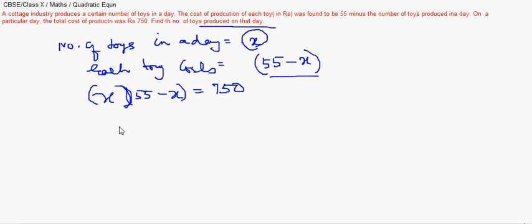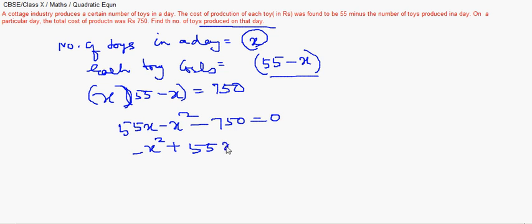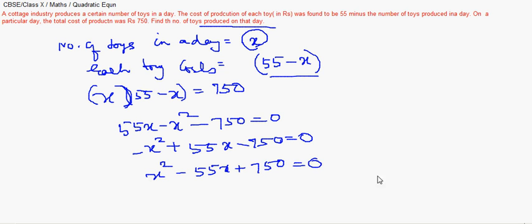So that makes it 55x minus x square minus 750, because I bring this 750 to the left, and thereby if I change the positions of the terms to give it a quadratic format, and again I multiply the whole equation with a minus symbol, thereby removing the minus in the x square, and the rest of them become x square minus 55x plus 750 equals 0. In the next session, we'll start learning how to solve these quadratic equations.